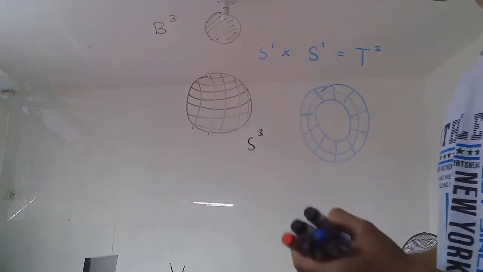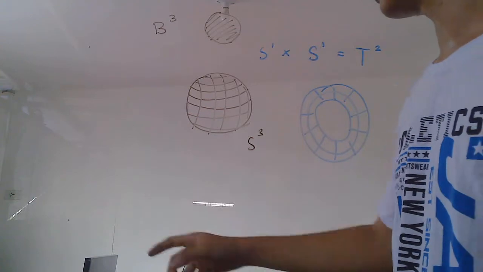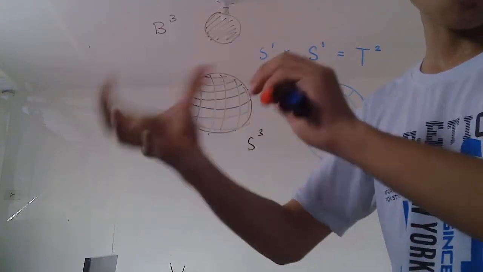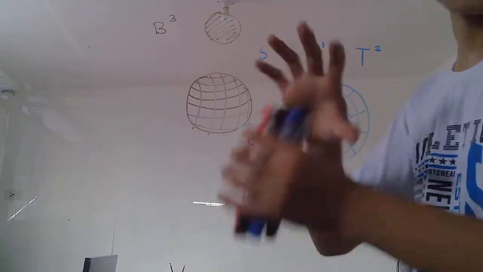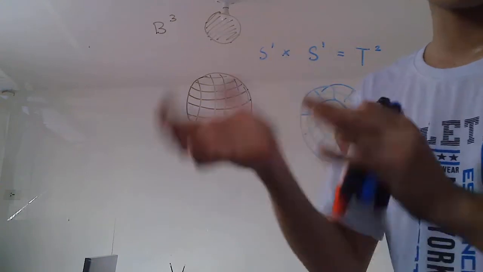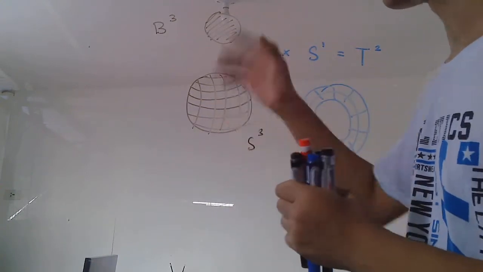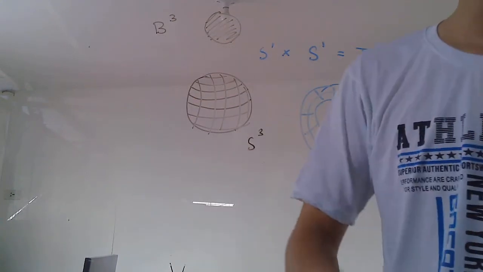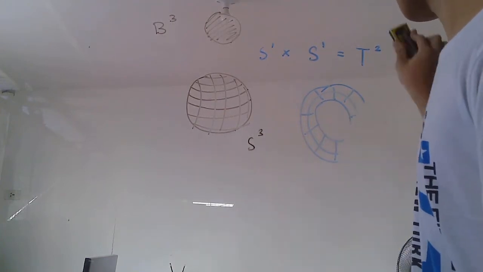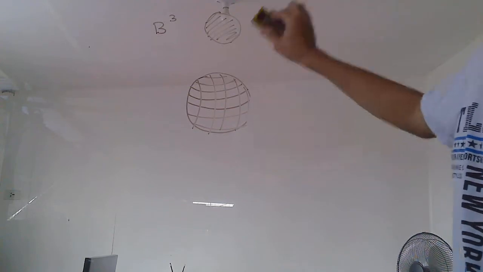The reason why I say B3 or ball 3 is to distinguish it from S3, which is a sphere that has a hollow inside, while B3 is solid inside. So it's filled to the brim. It has no volume, technically, though it can store volume. It has volume, but it's filled to the brim with something. So it's a ball, not really a shell. So those are examples of manifolds.